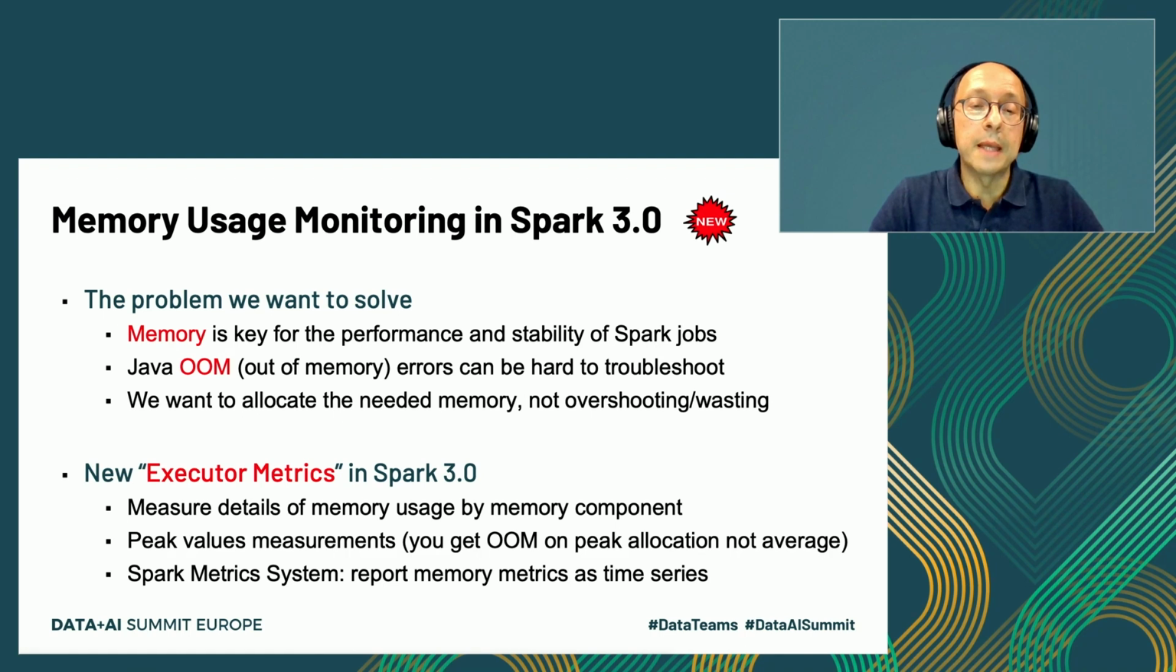The executor metrics instrumentation in Spark 3.0 does just that. It measures the details of memory usage by memory component and also provides values of peak measurements. Because if you think about it, you get an out of memory error on peak allocation, not on average. And it's also integrated with the Spark metrics system, so these values can be seen as time series.